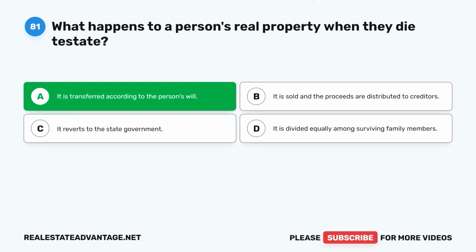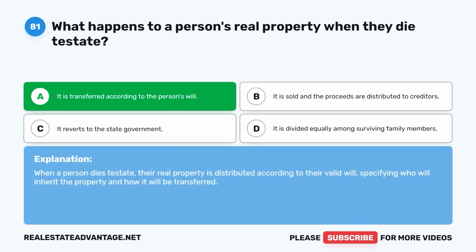The correct answer is A. It is transferred according to the person's will. When a person dies testate, their real property is distributed according to their valid will, specifying who will inherit the property and how it will be transferred.